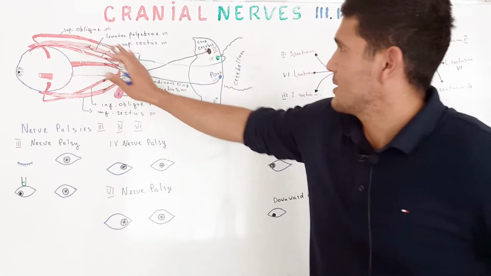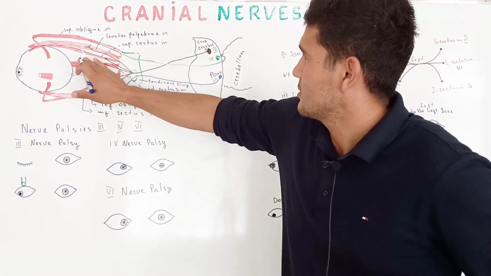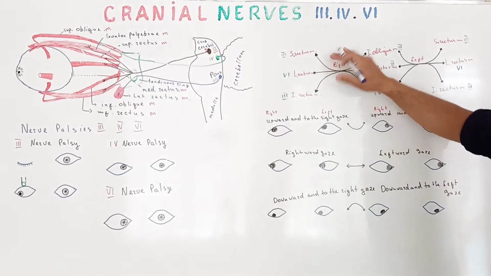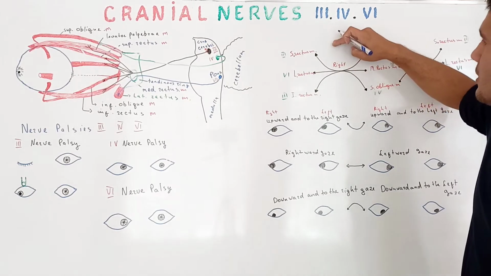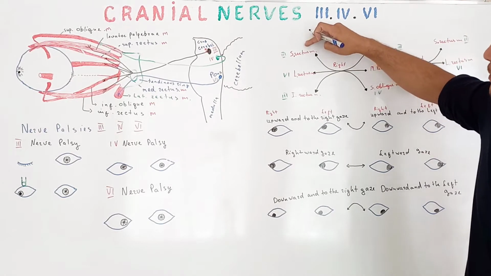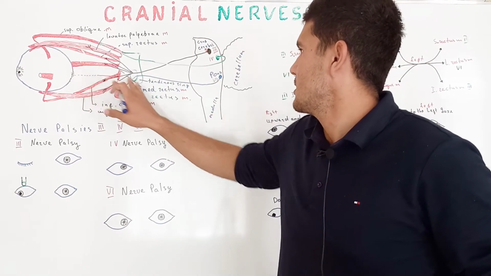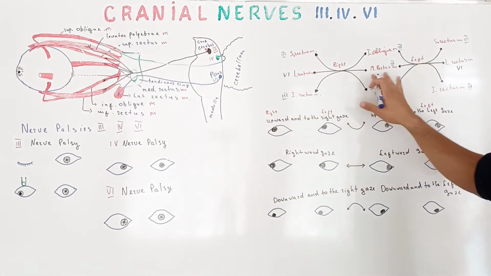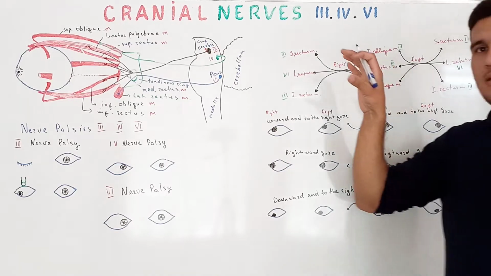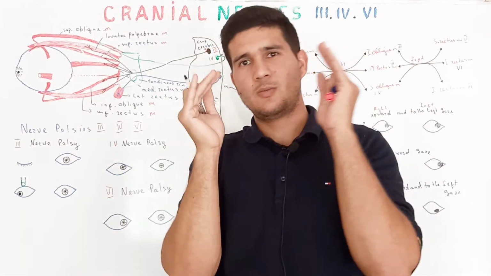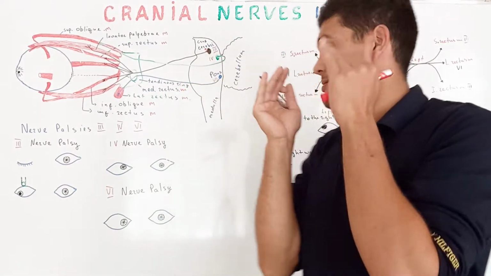And the next muscle is superior rectus muscle. Superior rectus muscle deviates the eye superiorly and laterally. Okay, and the next muscle is medial rectus muscle. Medial rectus muscle deviates the eye medially, to the nasal side.